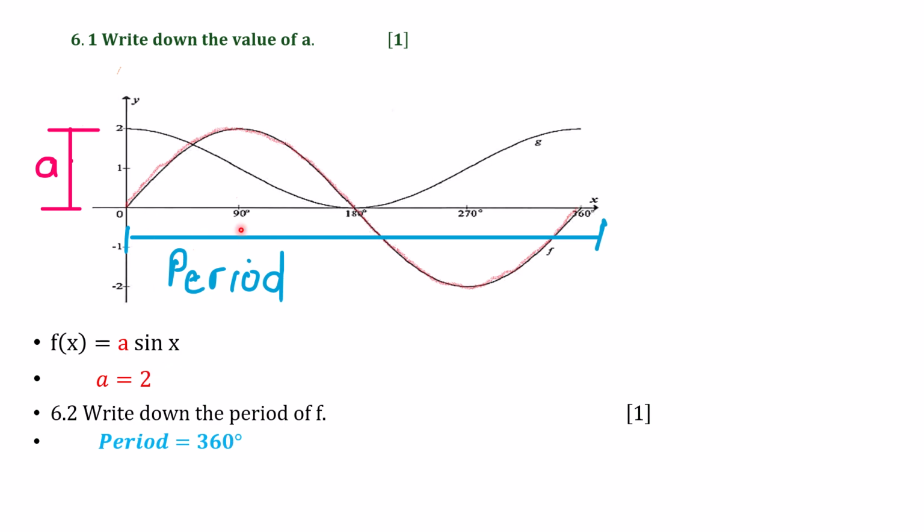For amplitude, we go to the middle of the complete graph and we go to the highest point. From the middle to the highest point here is 2. Therefore, a there is 2. I hope you understand, and we're still together. Let's look at the next set of questions.